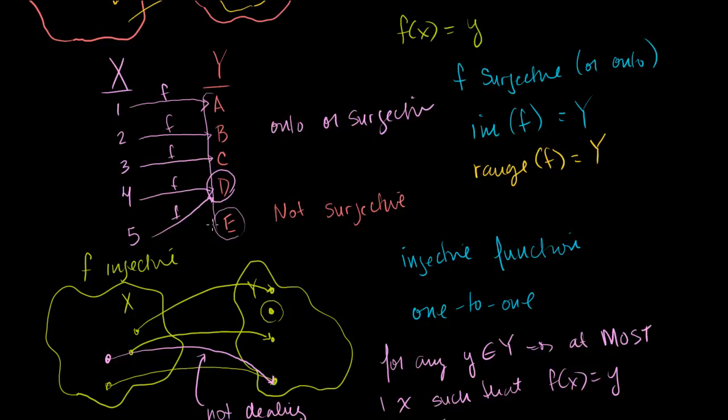If I wanted to make this a surjective and an injective function, I would delete that mapping and I would change f of 5 to be e. Now everything is one-to-one. I don't have the mapping from two elements of x going to the same element of y anymore, and everything in y now gets mapped to. So this is both onto and one-to-one.